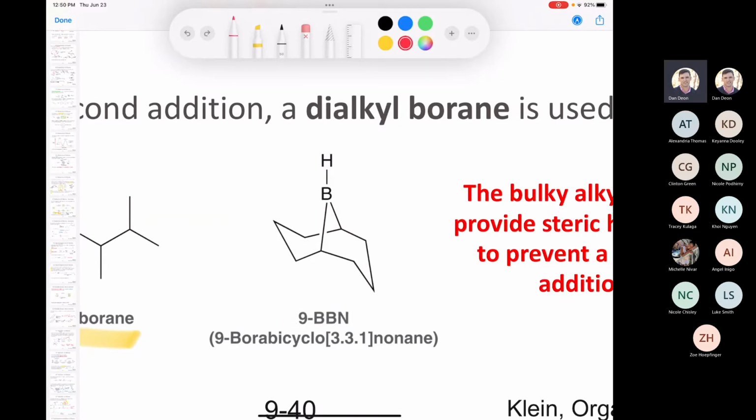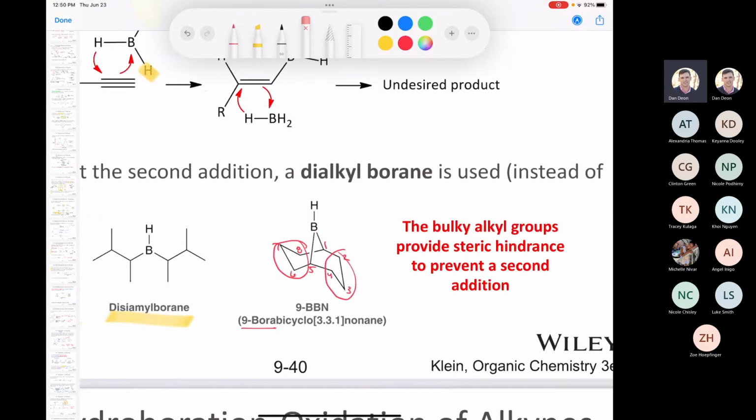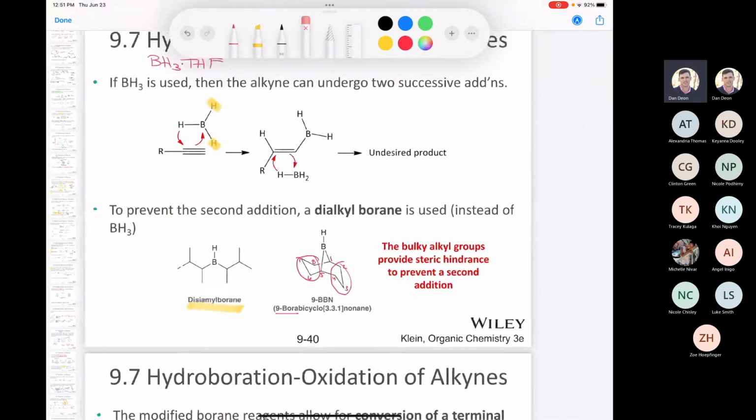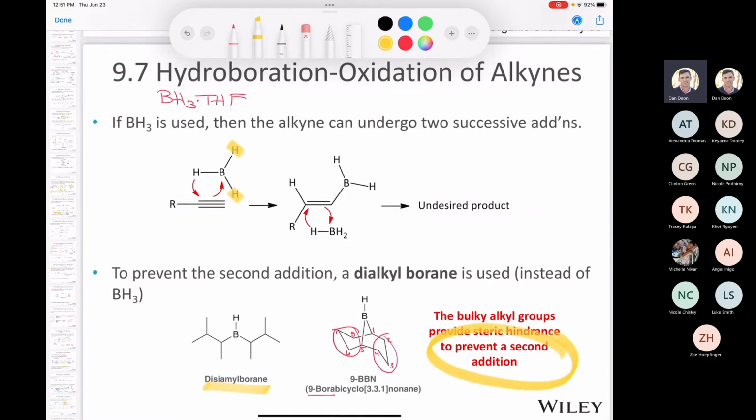We looked at bicyclic alkane nomenclature. So if you look at the longest bridge, 1, 2, 3, 4, 5, 6, 7, 8, 9, you can see why it's called 9-bora bicyclo[3.3.1]nonane. Again, I'm not going to ask you the nomenclature of bicyclic boranes, but that's where the name comes from. And since you have got these giant bulky groups attached to the boron, you've only got one boron hydrogen bond. It prevents a second addition. You can only add once, and then the buck stops there. It can't add again. So we have to use the hindered borane.